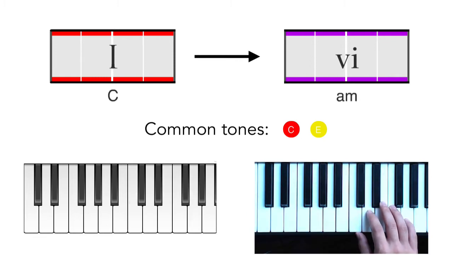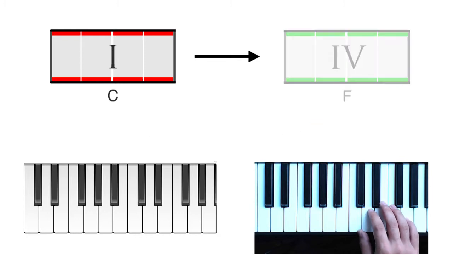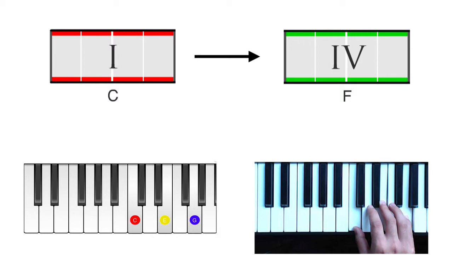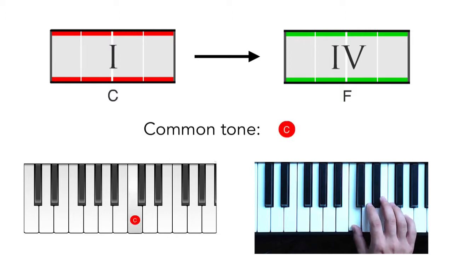Let's do another one. Let's do 1, C major, to 4, F major. Starting again in root position. What's our common tone? It's the 1, scale degree 1, or C, played by our thumb. So if I'm going from root position C to our F major chord, we're going to keep the thumb in place and move our other 2 fingers.